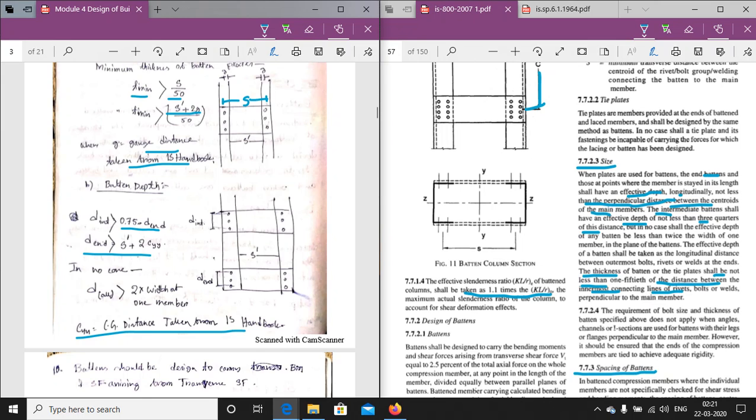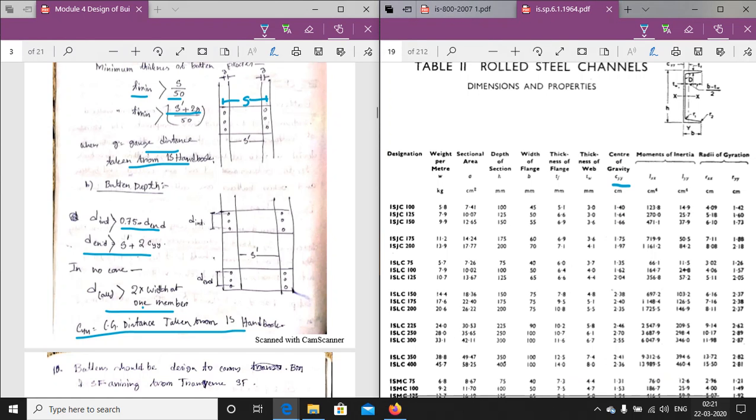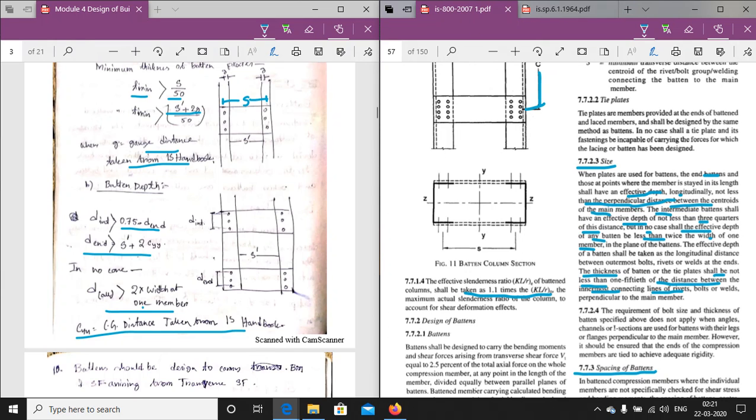Now, in no case, and this is for the generalized case, shall the effective depth of any batten be less than twice the width of one member. That means twice the width of one member. So consider we are taking the member to be an ISLC 200. The width of the member, that is the width of the flange, is equal to 65. So if we use that member, the effective depth should not be less than 2 into the width of that member.